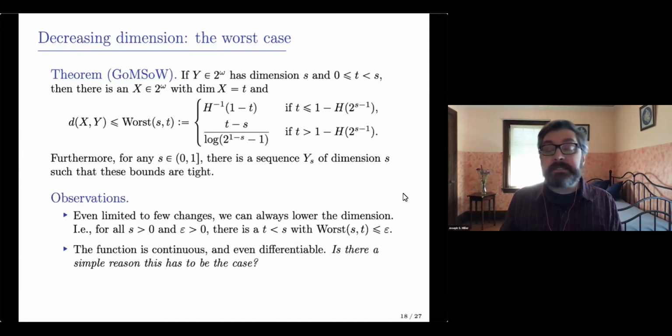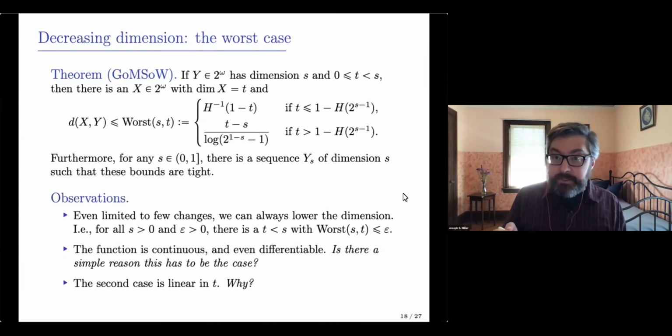Is there a simple reason that this has to be the case, or is this just another nice coincidence? I think there must be a good a priori explanation for this. And the second case, and this is a little bit stranger, this might just be a coincidence, notice, is linear in t. All these functions are these nice curves, and here you have a linear function.